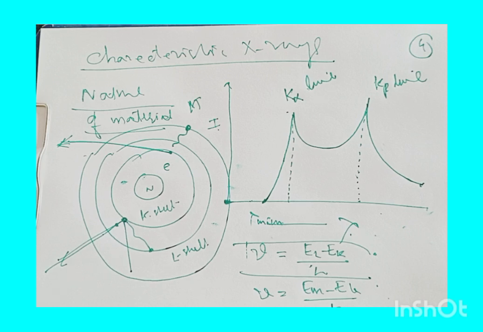So what we have tried to understand in this video is what X-rays are, how these X-rays are produced, what the important properties of these X-rays are, and what the two important kinds of X-rays are: one is the continuous X-ray spectrum, and another is the characteristic X-ray spectrum. We have tried to understand these important things linked with X-rays.